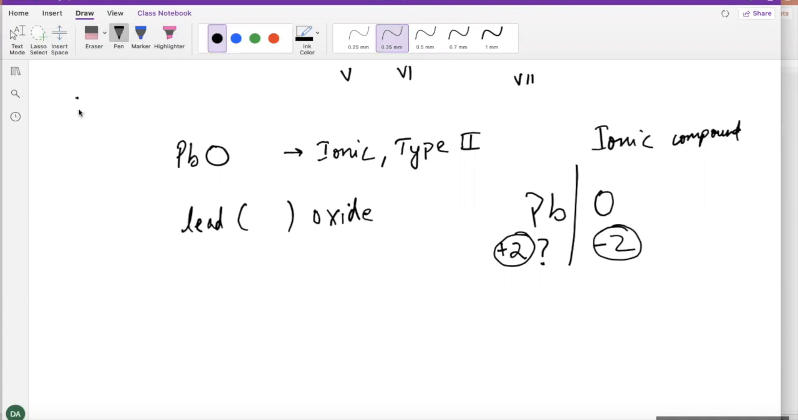Later on, you're going to see examples where SO4 has a -2 charge. So that's a different thing. We're not going to go there right now. We're going to come back to that later.